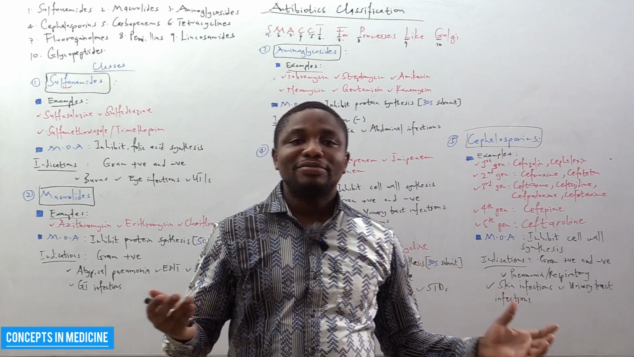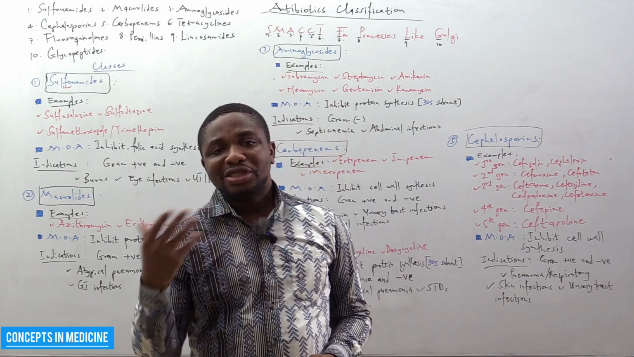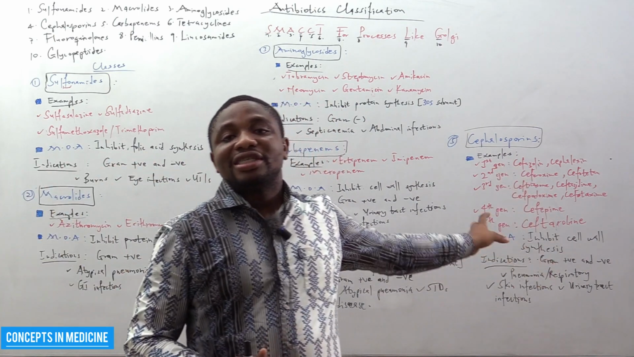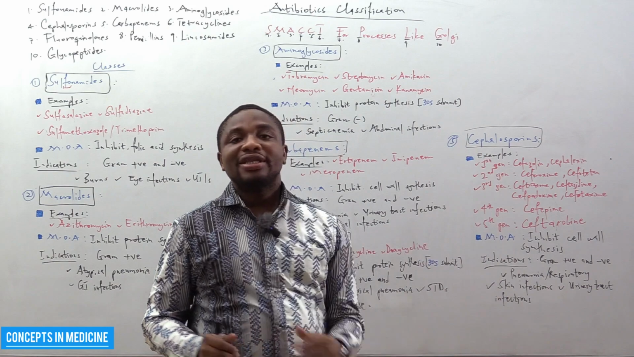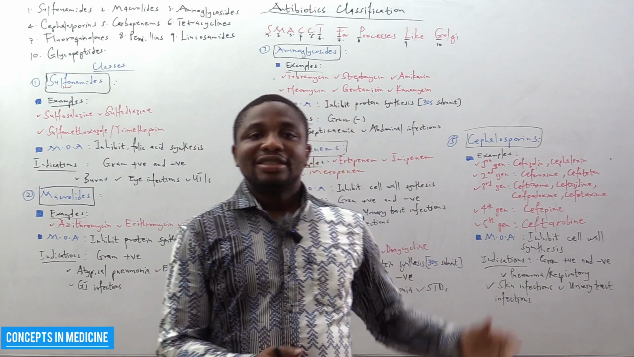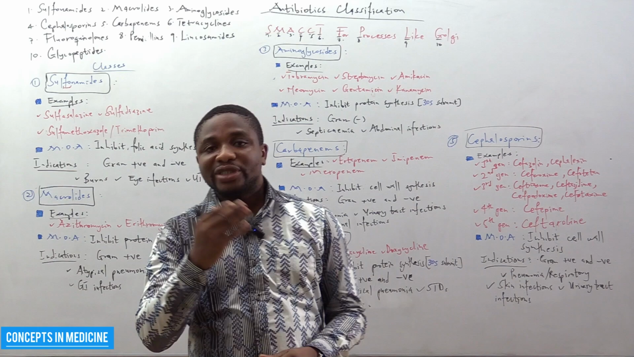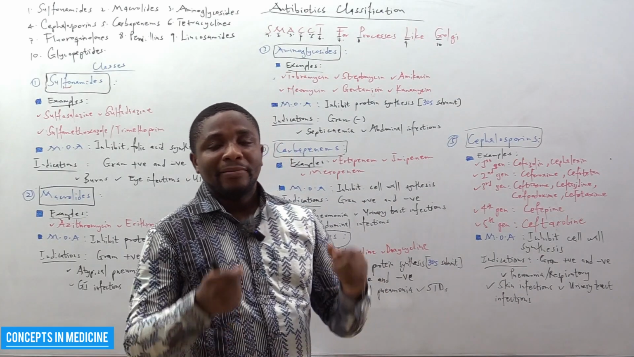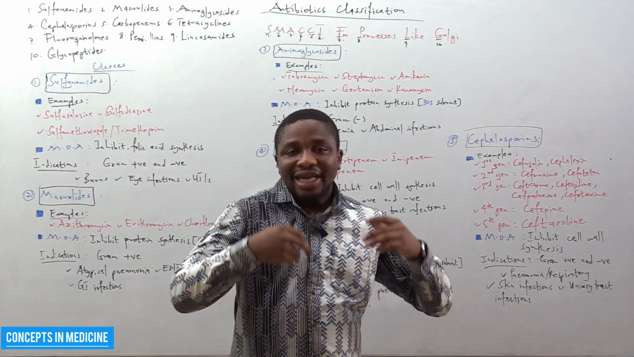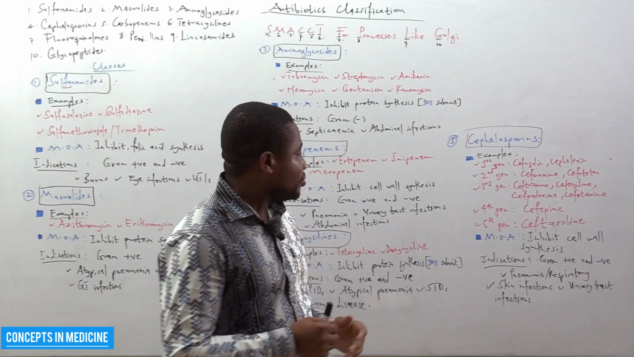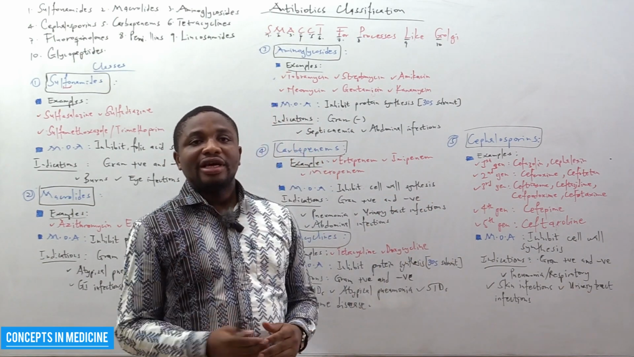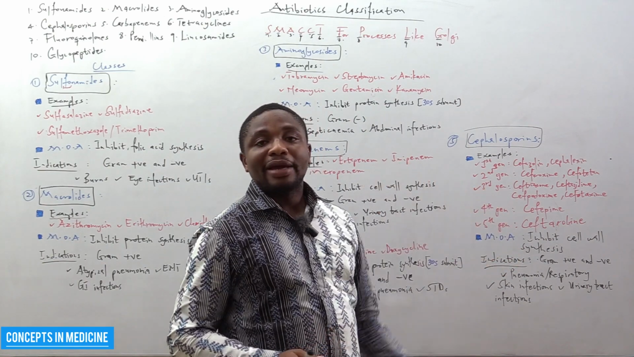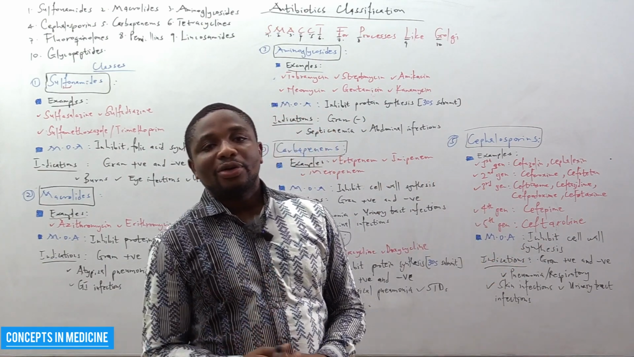The next class is the cephalosporins. For the cephalosporins, the examples, they have about 5 generations. Some schools of thought have it to be 6, but we'll look at the 5 generations and some examples. The first generation, we can think of cefazolin, cephalexin. The second generation, cefuroxime, cefotetan. The third generation, very common, ceftriaxone, cefixime, cefotaxime, ceftazidime, cefpodoxime. Those are some of the examples of the third generation. For the fourth generation, we are thinking of cefepime. Then the fifth generation, ceftaroline.